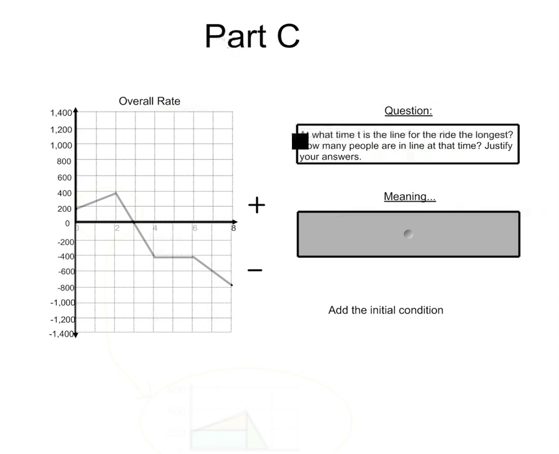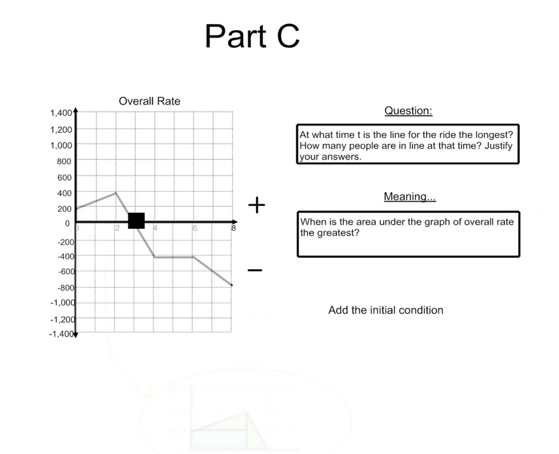Part C. At what time t is the line for the ride the longest? How many people are in line at that time? Justify your answers. Meaning, when is the area under the graph of overall rate the greatest? Well, this is our graph of overall rate that we found in part B. If we look at it, we can see that from 0 to 3 is where we have the most positive area. Everywhere else is negative area, which subtracts from the number of people in line.